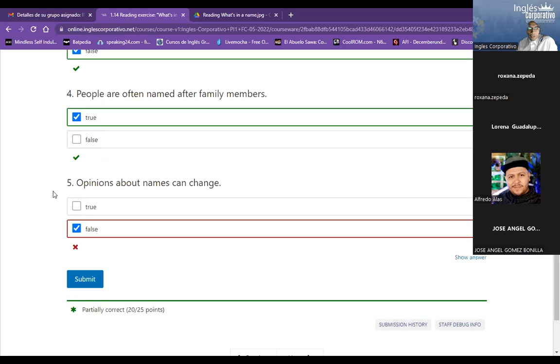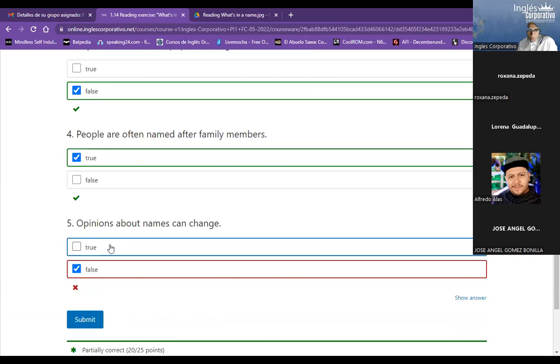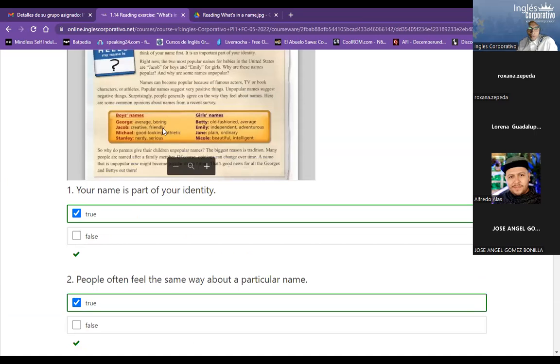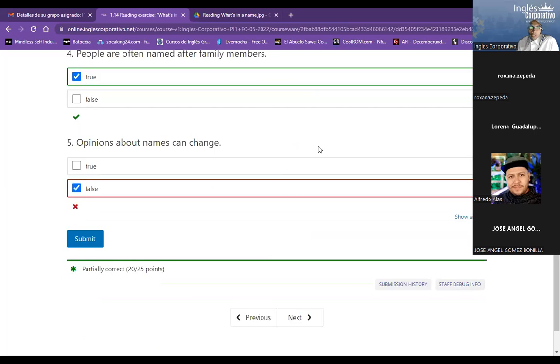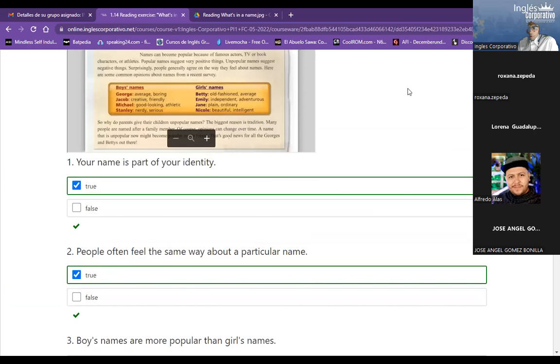And chan chan chan chan. The last one is not. But let me tell you something. You are right, because at the end of the lesson, it says something related with that. It says, of course, opinions can change over time. A name that is unpopular right now becomes popular in the future. For that reason, you did a great job. We will continue, guys.